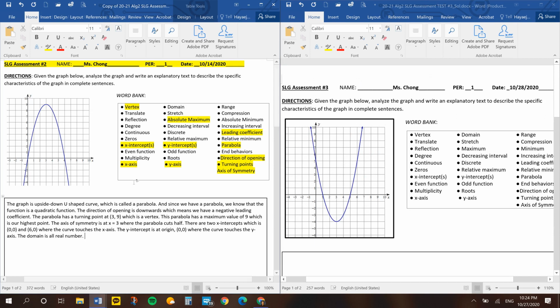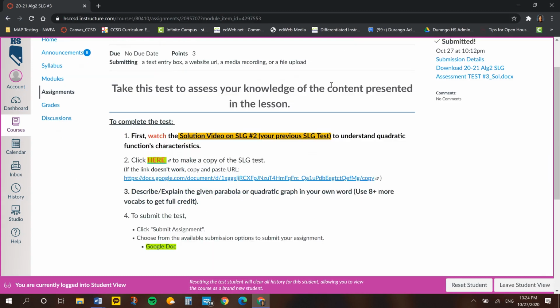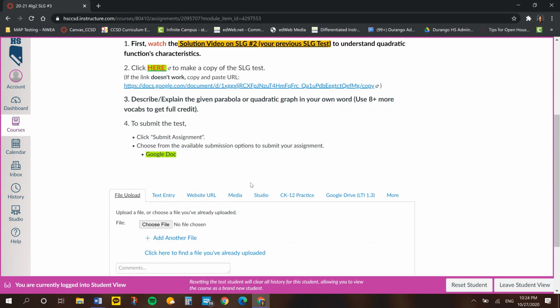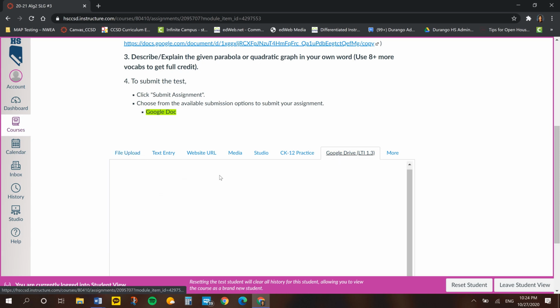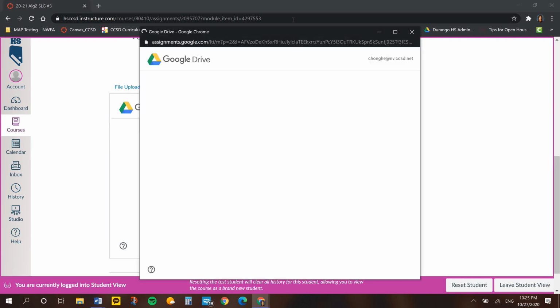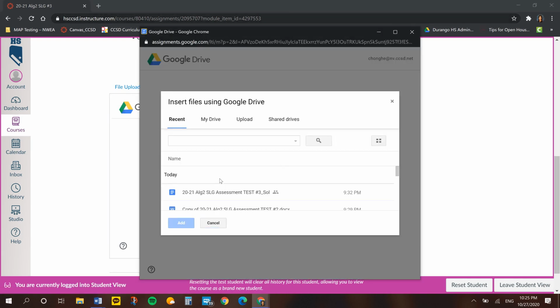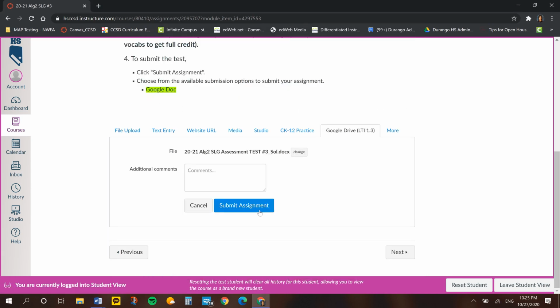Okay. So now you can pause or you can close the video and complete SLG number 3 and submit it. You guys know how to submit it, right? Click the submit button after you finish. And then there will be Google Drive. Then you choose your CCSD account, choose select file, and then you just add your SLG. Attach. That's it. Submit it.